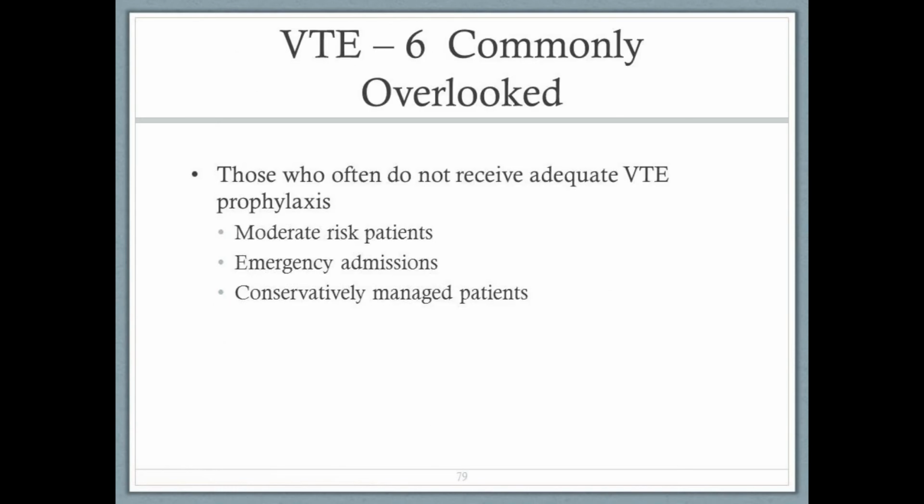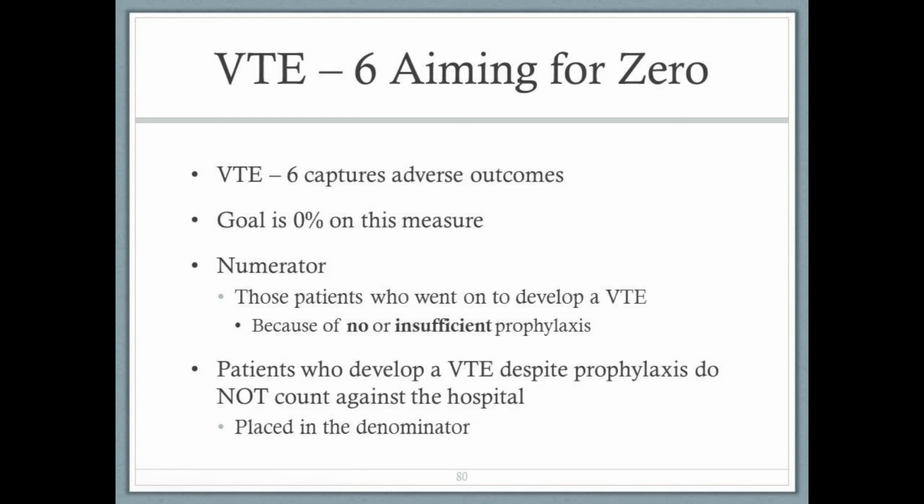Here are some commonly overlooked patients that may not get VTE prophylaxis. Those are at moderate risk, and it's felt that they don't need it. People coming from the emergency department sometimes don't have their VTE prophylaxis ordered, and patients who are conservatively managed may not get VTE prophylaxis either. Again, all these patients need to have it. And as I talked about before, we're aiming for 0 here. VT6 captures adverse outcomes, and again, the goal is 0% on this measure.